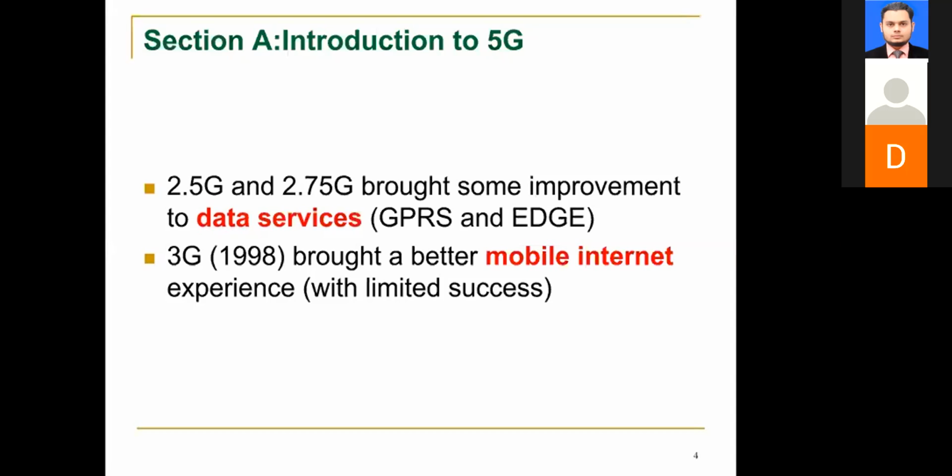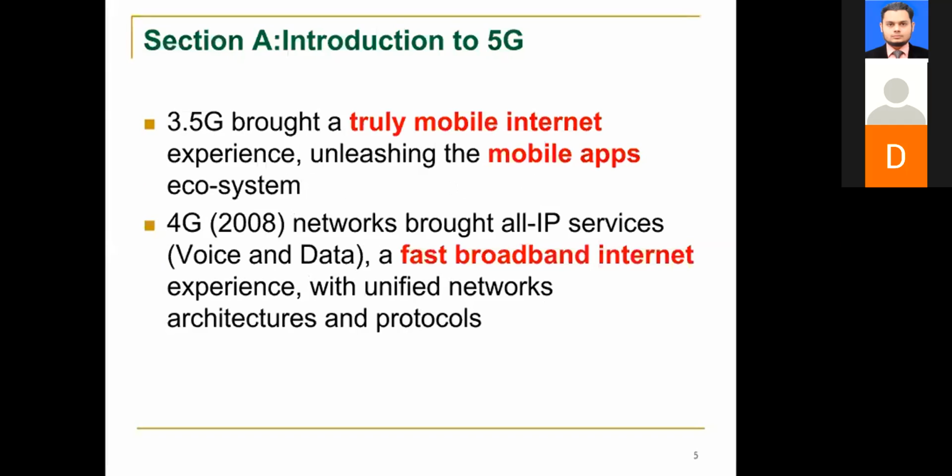After 2.75G, the next generation, around 1998, is called 3G. Before 4G, most of us were using 3G mobile phones, which are good for mobile wireless calls, but they do not provide great internet services. Mobile internet service was initially introduced in the third generation. And after that, 3.5G provided better internet capabilities with the introduction of mobile apps.